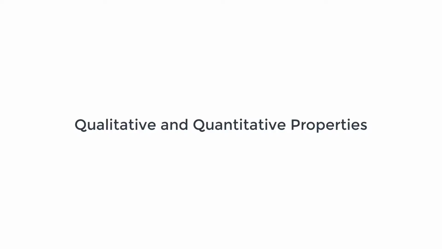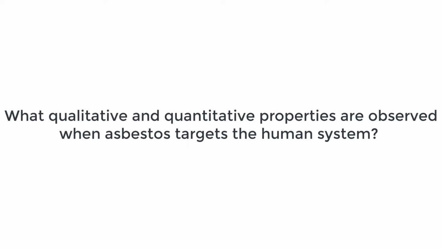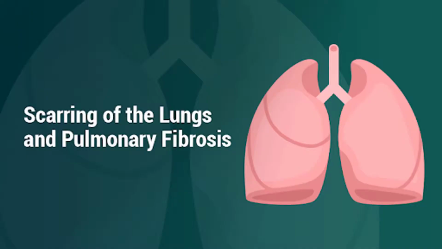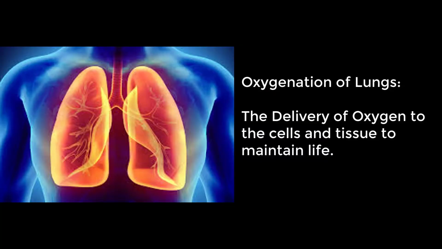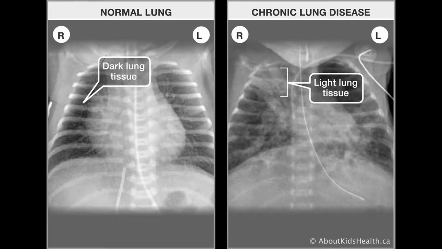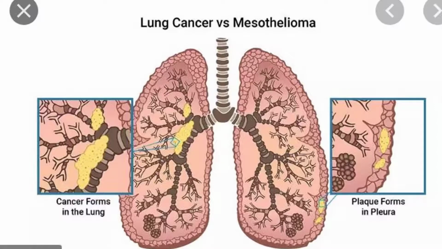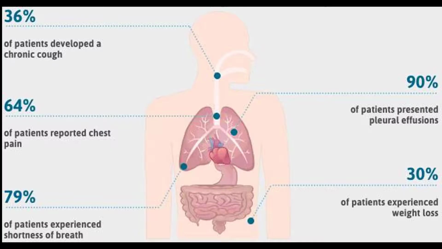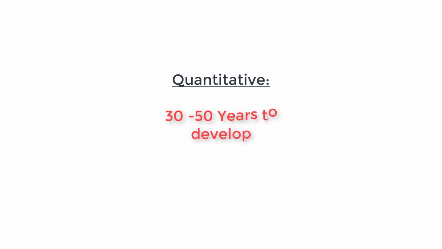So this leads us into our quantitative and qualitative observations of how chrysotile and asbestos react on human health. Well, as we saw before, asbestos goes into lungs, and the scarring and fibrosis eventually affect the oxygenation within the lungs, resulting in chronic lung disease that fatally ends in lung cancer and mesothelioma, the cancer of the pleura, and leads eventually to death and disability. These are some of the qualitative properties we see. This is in addition to the qualitative properties of the symptoms such as shortness of breath, chronic cough, pleural effusion, chest pain, and weight loss. And the quantitative value collected from the impact on the target system is that it takes approximately 30 to 50 years to develop.